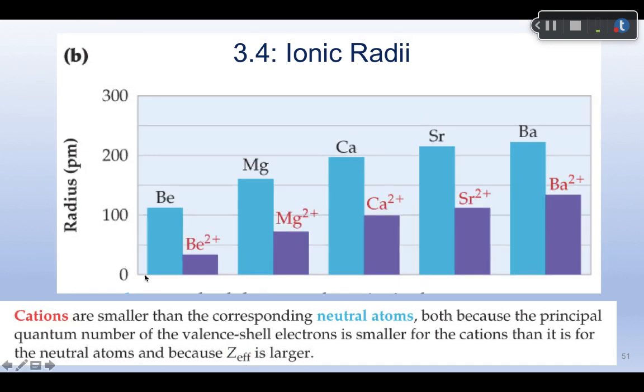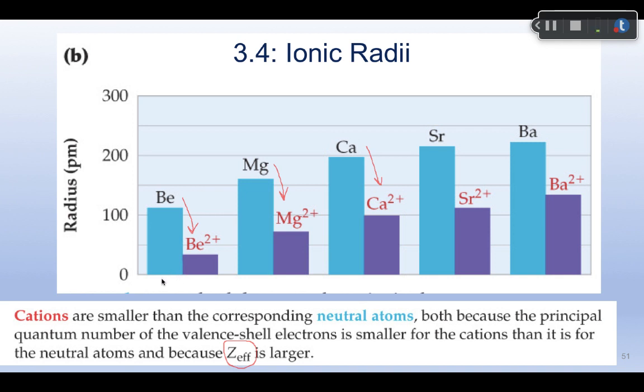Group 2 elements work in exactly the same fashion, so the ion is always going to become smaller as you lose electrons from that outer shell. Notice again, these are group 2 elements losing 2 electrons, and they get quite a little bit smaller when they take off those 2 outer shell electrons. But think again, this is based on the effective nuclear charge.